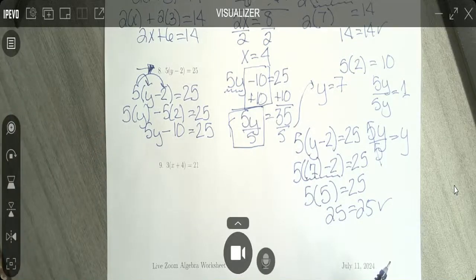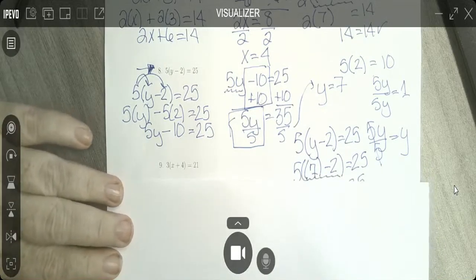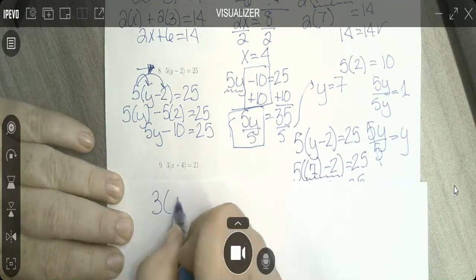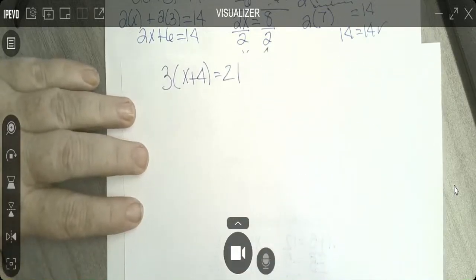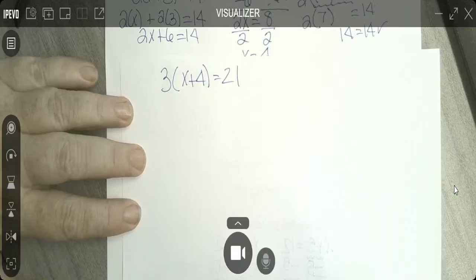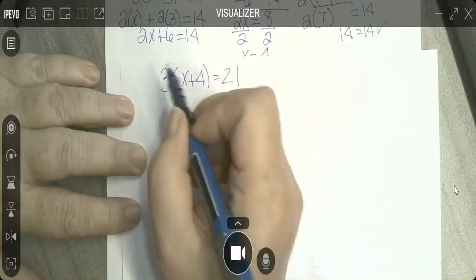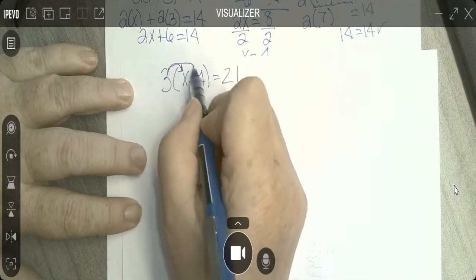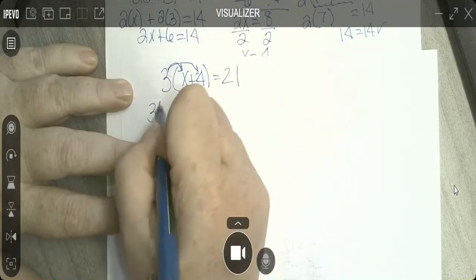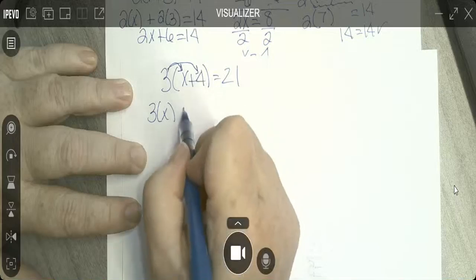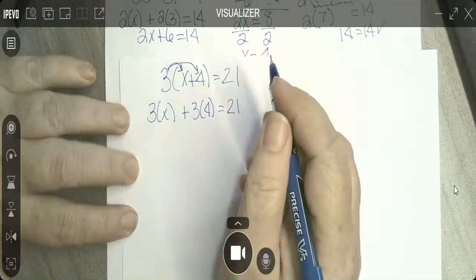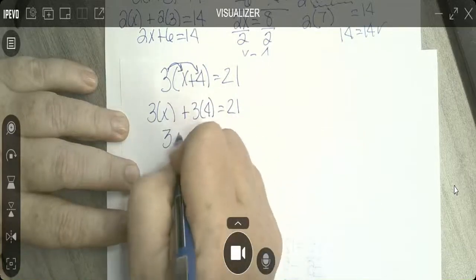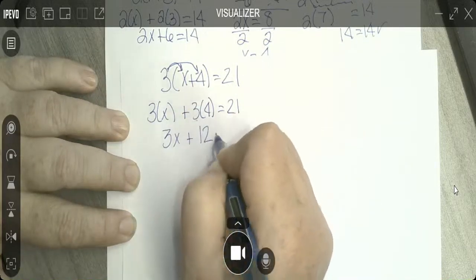I'm running out of room here, so what I'm going to do is grab another piece of paper, and I'm going to write the equation here. 3(x plus 4) equals 21. And I'm going to bring this up for us. Okay. I'm going to use the distributive property again. So I'm going to take 3 times x and 3 times 4. I'm going to write that out for everyone who doesn't quite get it yet. And then equals 21. Okay, cool. 3 times x is 3x plus 3 times 4 is 12.